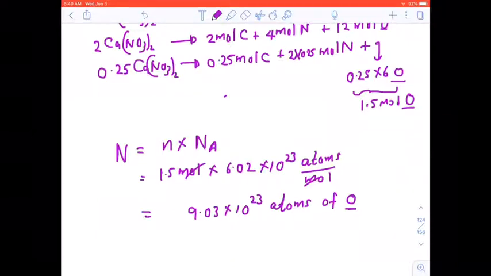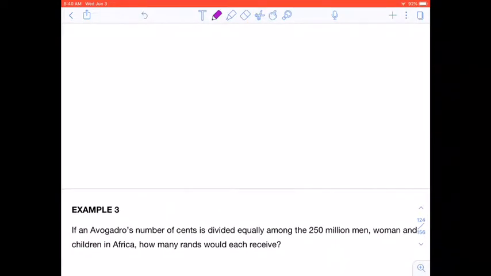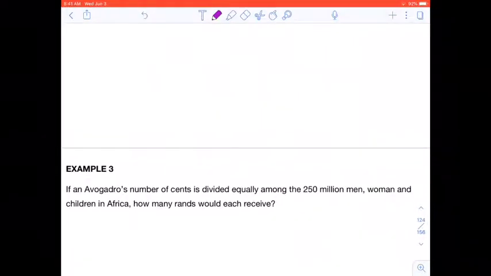Okay, so let's look at the next one. Here we have now an Avogadro's number of cents, right? Cents. The South African cents. And this is divided equally among 250 million men, women, and children in Africa. How many rands would each have?